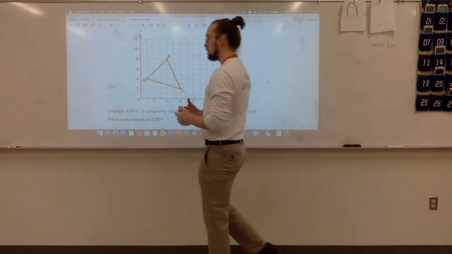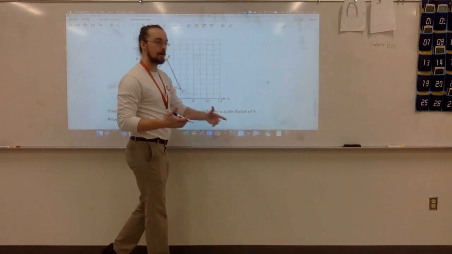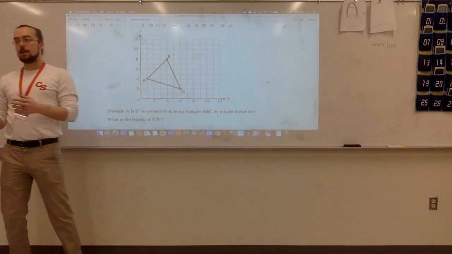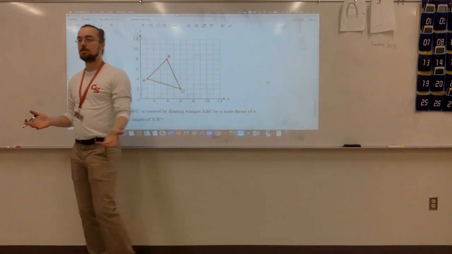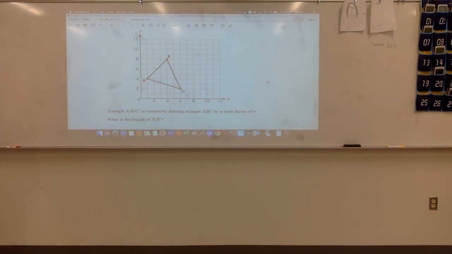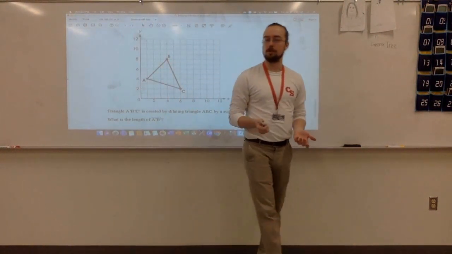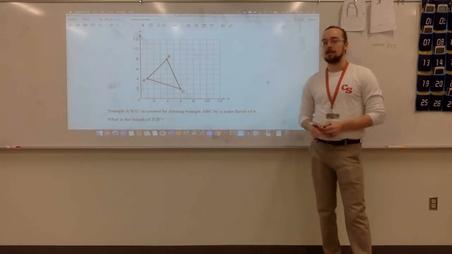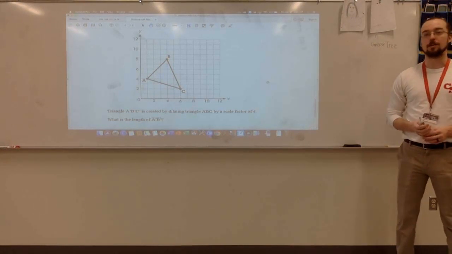So we talked about this idea yesterday that the side lengths change by exactly the scale factor. So if I can find the length of AB to get the length of A prime, B prime, I would just multiply the length of AB by 4. So one way that we could do that is the distance formula, Pythagorean theorem, which the distance formula is just Pythagorean theorem. And we've talked about that a little bit already.